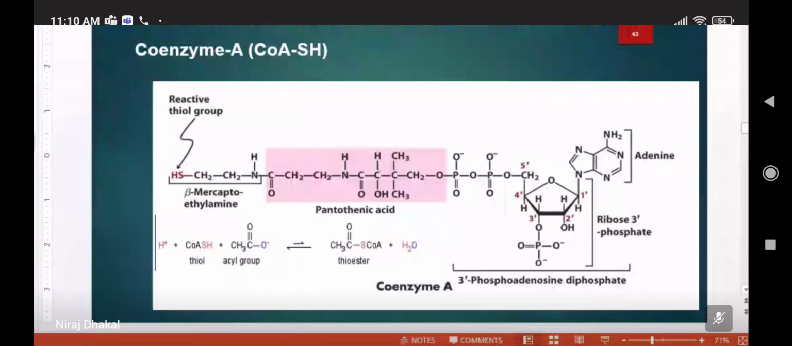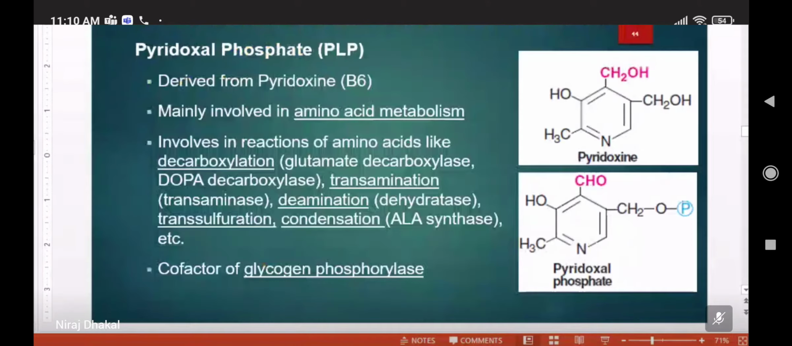site of the molecule or whole substrate is formed. This acyl carrier protein does not allow the substrate to escape the active site of an enzyme. Now we were actually on pyridoxal phosphate. Now we will start from here.